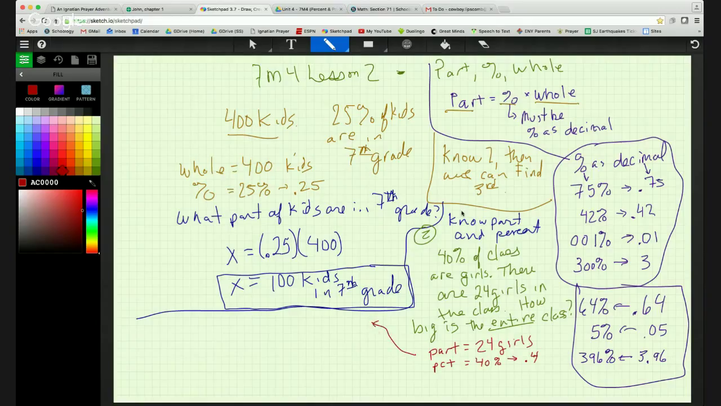So our equation here, we have part equals percent times whole. So we have 24 equals 0.4 times x. And now solving this, we have to go back to 7M3, and this is a one-step equation. We divide both sides by 0.4, and we can type that into our calculator, and I think we're going to get 60, and we say yes, x equals 60 kids. And that's in the class because that's our whole, and we label our answers.